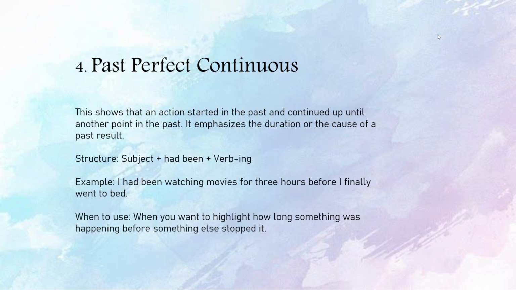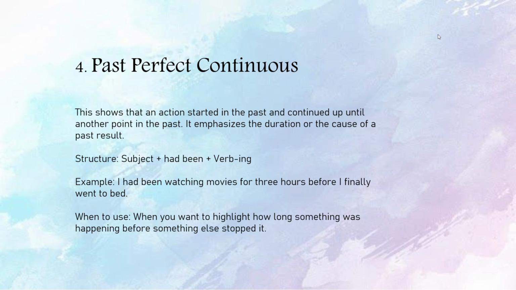Now, last but not the least, past perfect continuous tense. This shows that an action started in the past and was continuing up until another point in the past. An action started in the past and it happened until something else happened in the past. It emphasizes the duration or the cause of the past result. The structure is subject plus had been, plus verb plus ing. Because it was continuous, you add ing.